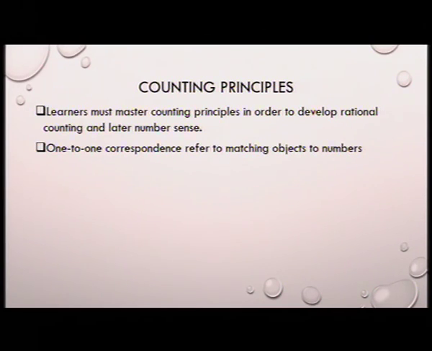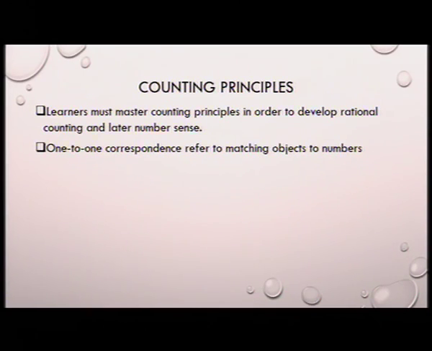One-to-one correspondence refers to matching objects to numbers. In other words, when you're talking about one-to-one correspondence, we say it's one object and you connect one number to that object, which is 1. Second object, you connect 2 to that object. Third object, you connect 3, and it goes on like that. So that is one-to-one correspondence that you need to teach your learners.